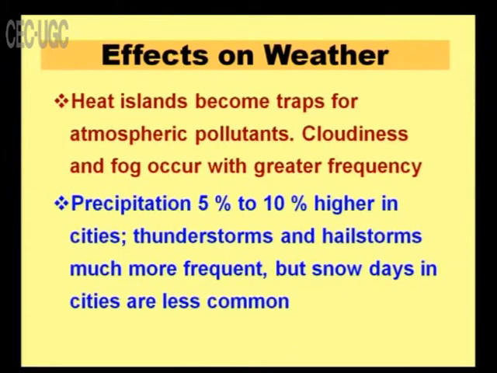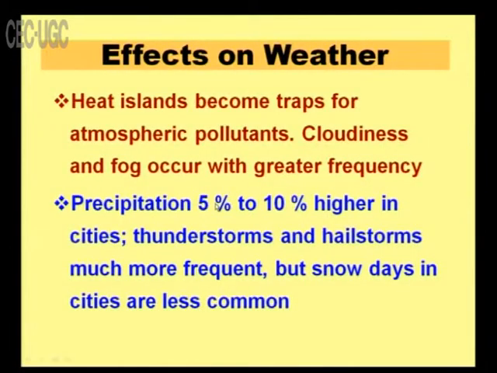And now, how is urbanization affecting the weather? Heat islands become traps for atmospheric pollutants. Cloudiness and fog occur with greater frequency. See, an urban atmosphere is always characterized by fog because a lot of pollution is created, and all the particulate matter, carbon dioxide, carbon monoxide and all are floating in the air. That is affecting the light penetration, and the result is that fog creation is very rampant and very common in urban areas, and the precipitation is 5% to 10% higher in cities.